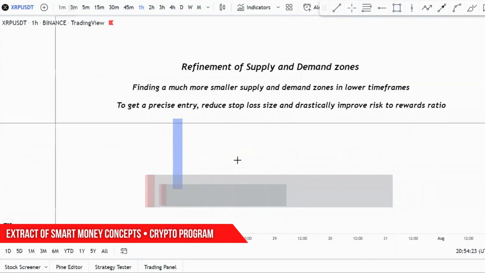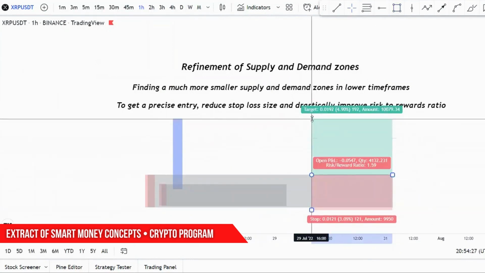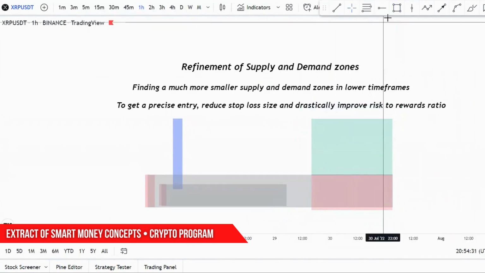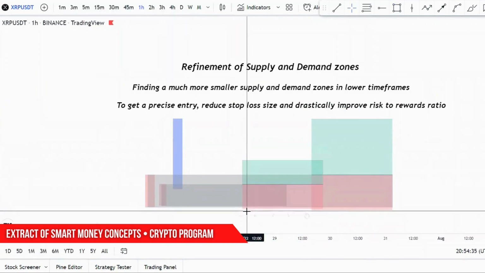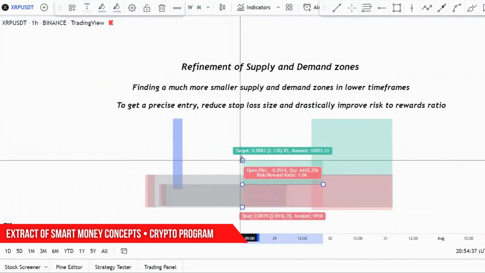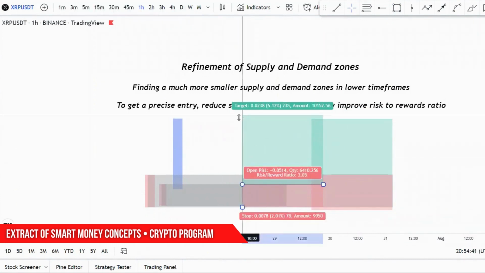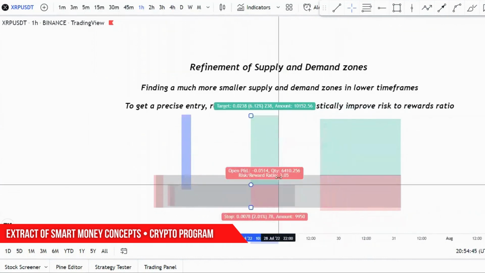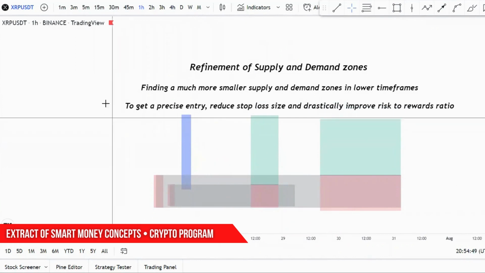If you place an order over here, we're going to have a much bigger stop loss. Now risk to reward is pretty low. We don't take risk to reward like this. But just imagine if we refine our supply and demand zones. You get a much tighter stop loss and a much higher risk to reward ratio, as you can see. Usually it's not this low. We usually aim for 1 to 3 and above with supply and demand zones. So this is why we usually refine our supply and demand zones.